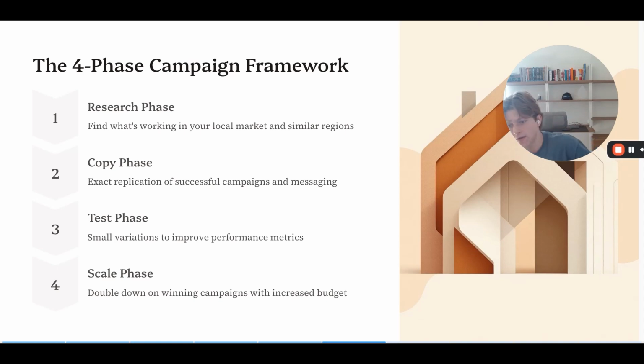Okay. In the scale phase, double down on winning campaigns with increased budget. And this kind of goes into what I was just saying. A lot of people have some sort of mindset. They hear somebody say, oh, my booking cost is $50, or I'm at like a 20x ROI. That's noise. Who cares? Great. You're doing 20x ROI. Great. I'll try to get there, obviously.